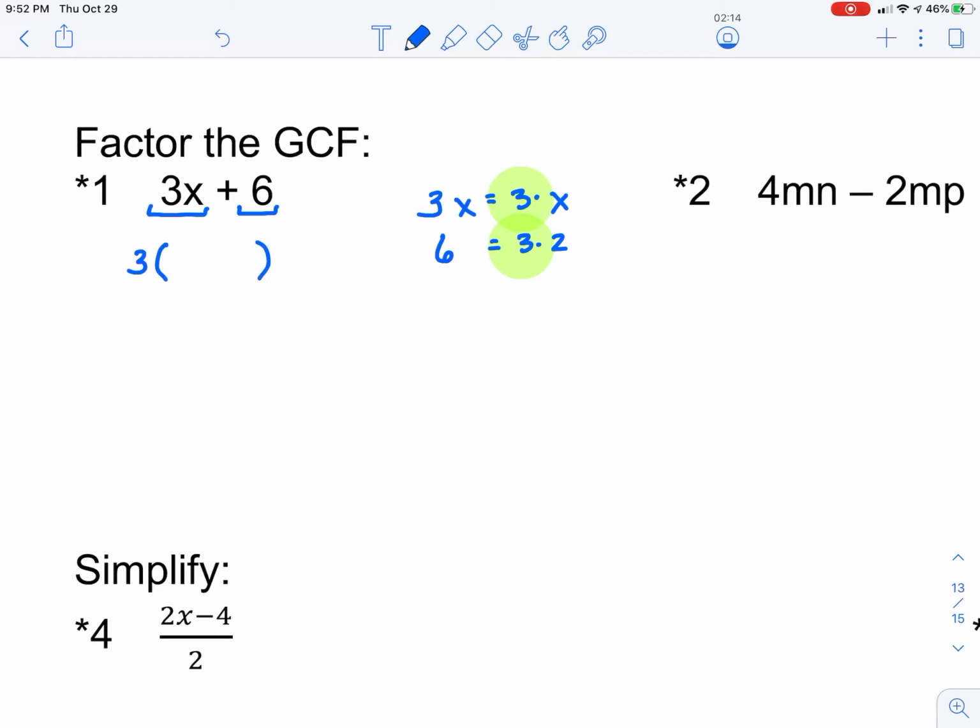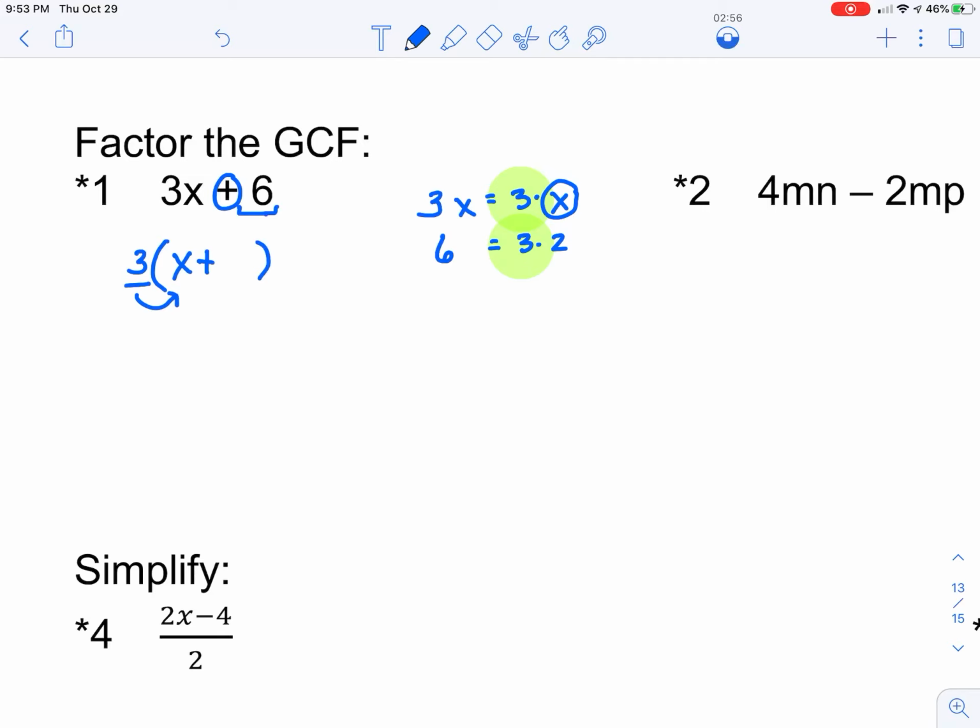There's my first factor. My second factor is what's left, which goes back into these parentheses. So when I look at the term 3x, I have factored out the 3. What would I put back into my parentheses that if I distributed it would bring me back to 3x? Well, that would be the x that's left, right? If I distributed 3 times x, I would end up back here with this 3x. Now, there's a plus sign here, so that's going to stay in our parentheses.